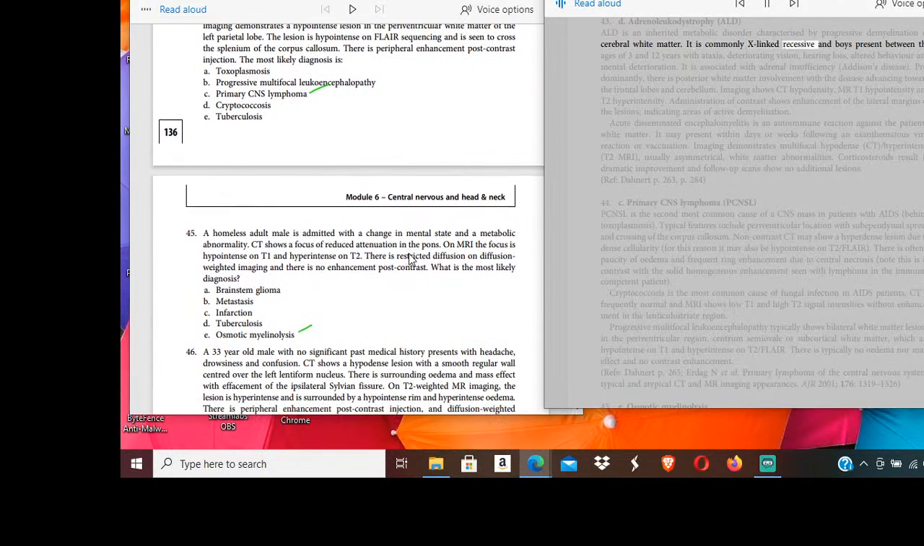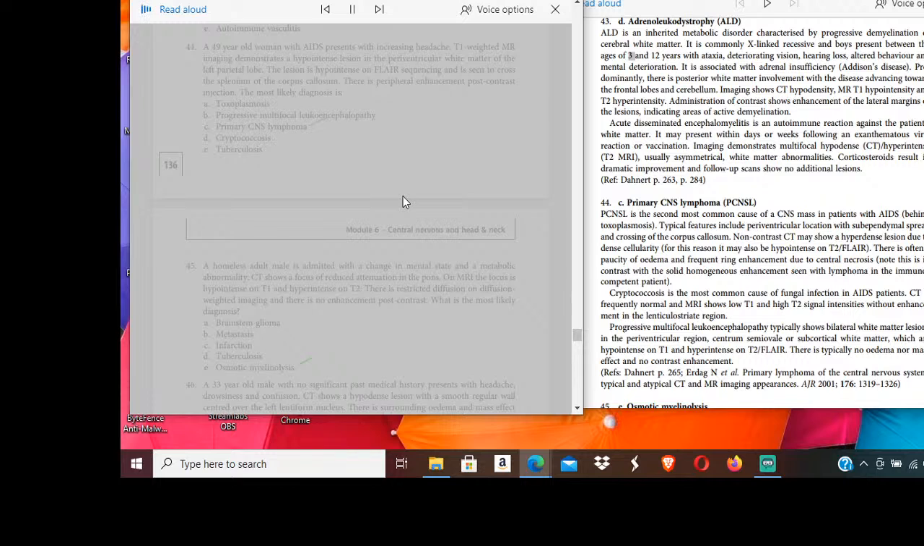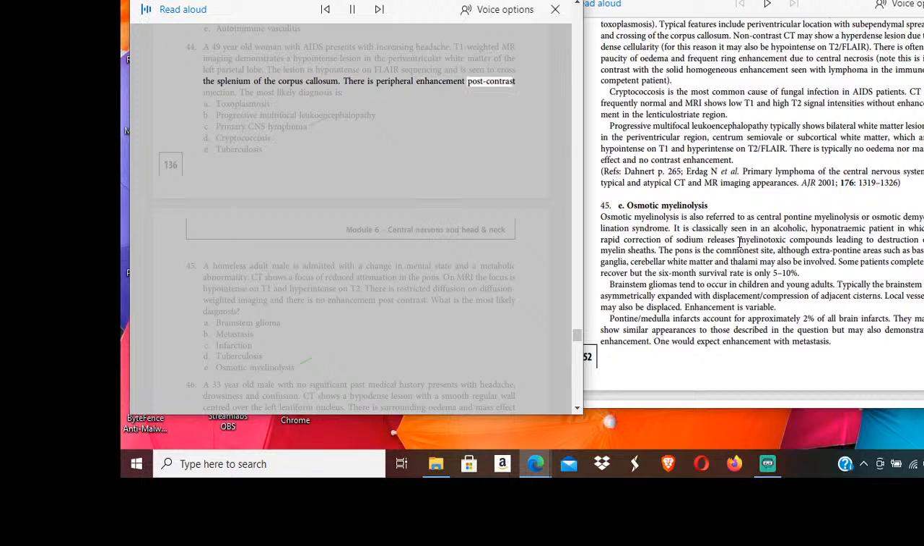It is commonly X-linked recessive, with boys presenting between the ages of 3 and ... E. Autoimmune vasculitis. 44. A 49-year-old woman with AIDS presents with increasing headache. T1-weighted MR imaging demonstrates a hypointense lesion in the periventricular white matter of the left parietal lobe. The lesion is hypointense on FLAIR sequencing and is seen to cross the splenium of the corpus callosum. There is peripheral enhancement post-contrast injection.